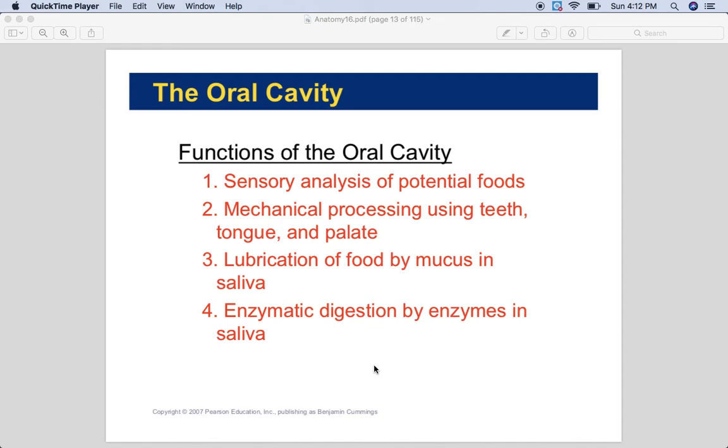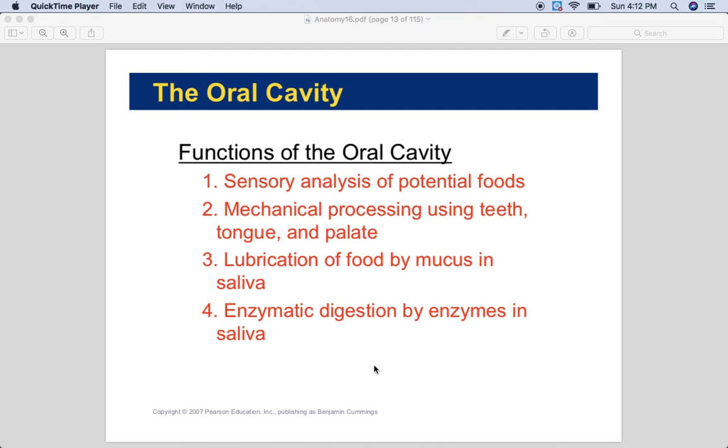Okay, we're going to start in the mouth, aka your oral cavity. Lots of functions in your oral cavity. Sensory analysis of potential food. In other words, you're going to taste. Is this something I want to eat or not eat? Mechanical processing means physically breaking up food. Yes, you use your teeth, but you may not have realized that when you chew, your tongue is also helping to do that along with your hard and soft palate.